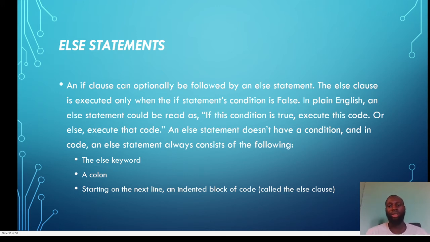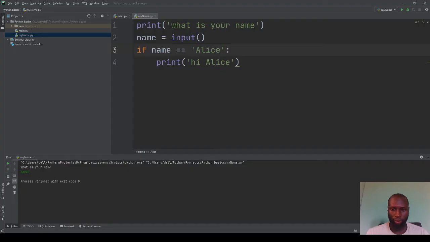So an else statement doesn't have a condition, and in code an else statement always consists of the following: the else keyword, a colon, and starting on the next line, an indented block of code called the else clause. So let's see how that works. Let's go back to our code and show an example. Let's add an else statement to our code.